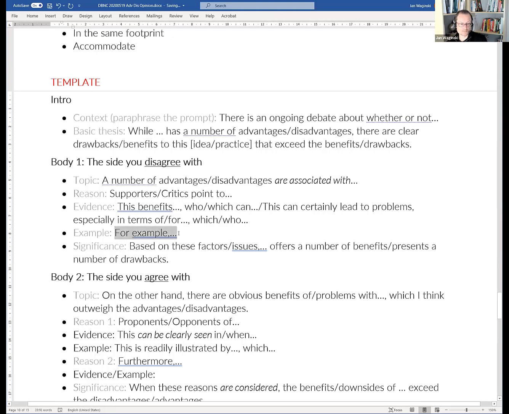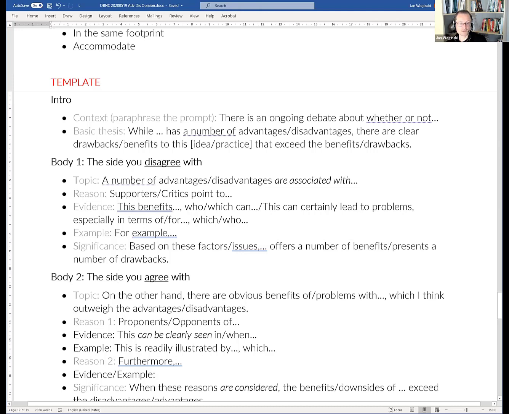Give an example. The prompt always says give examples, so always, always, always give an example. Make it up, but that's a ridiculous reason to lose marks. Everyone has to put an example. Make it up. Your brother, your cousin, the city you used to live in, a made-up city. No one's ever going to check, but you need to show that you understand that examples make your writing stronger. Okay, based on these factors, knocking down old buildings offers a number of benefits.